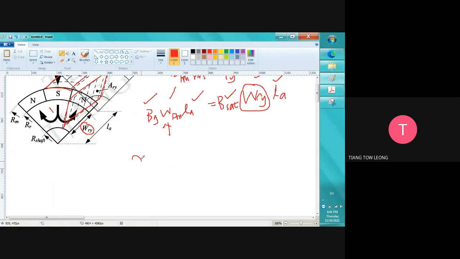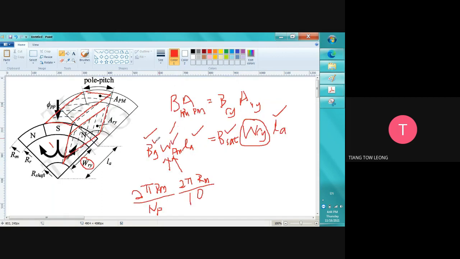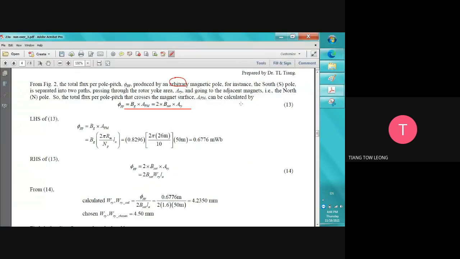That one is very easy because we only use 2 pi Rm divided by how many poles? Let's say we have 10 poles, so we divide by 10. So this is the WPM. If we calculate all of these, then we can get our WRY. So come back to here: Vg times area of the permanent magnet, Vg times 2 pi Rm divided by number of poles, and then times La. So we get this value.